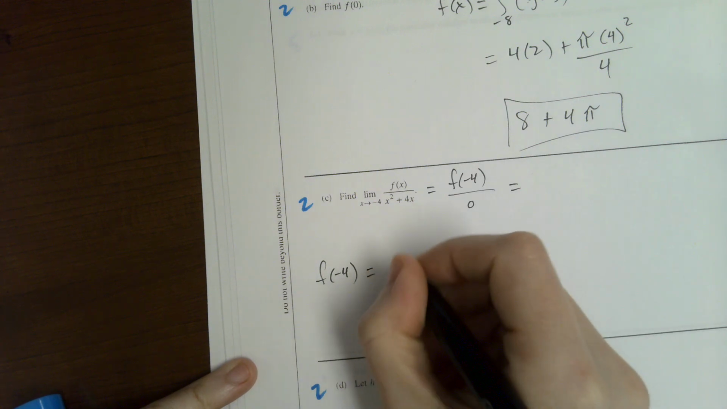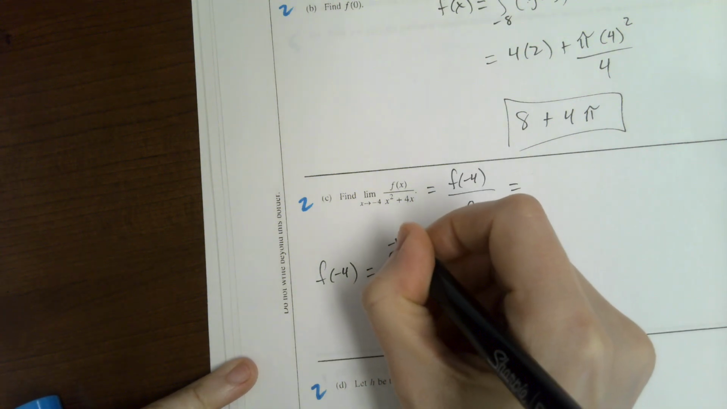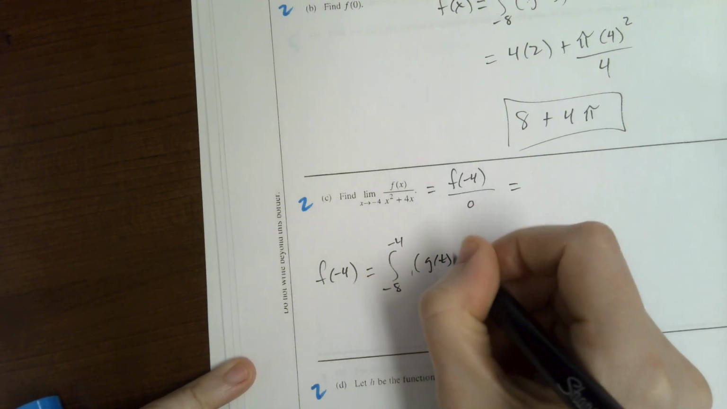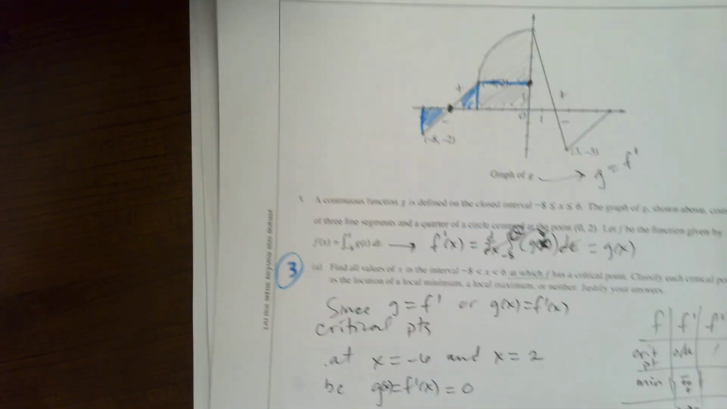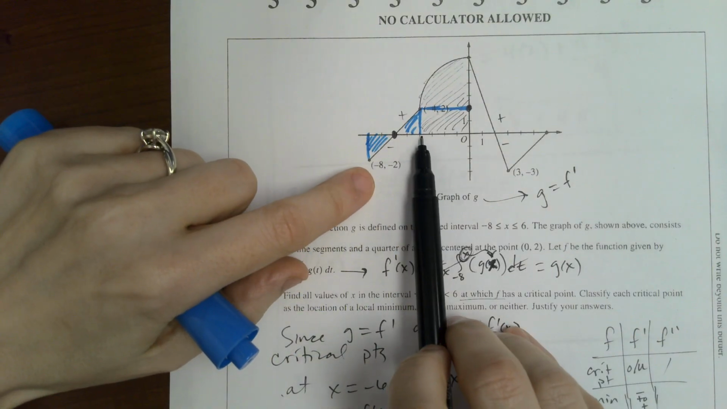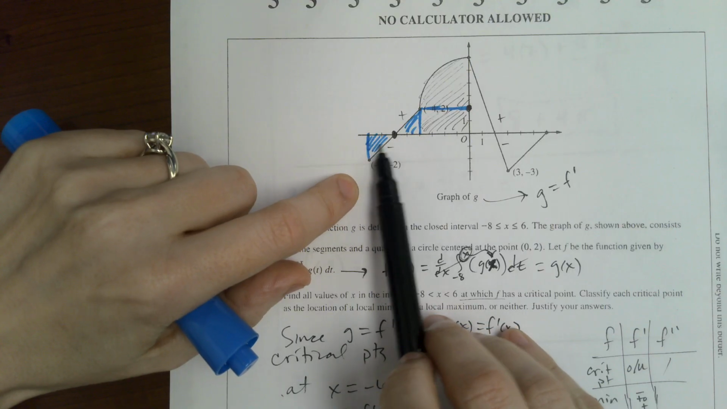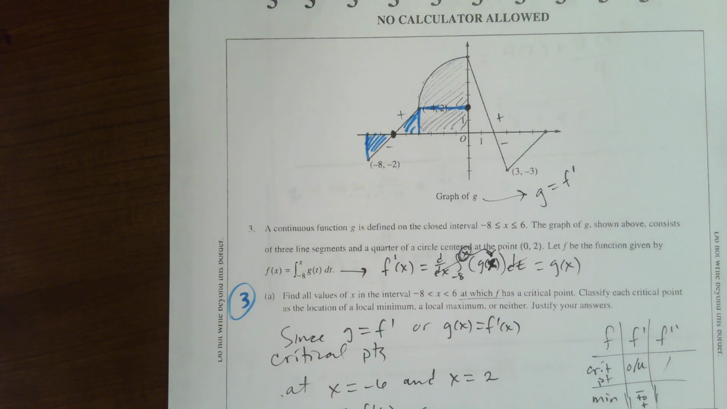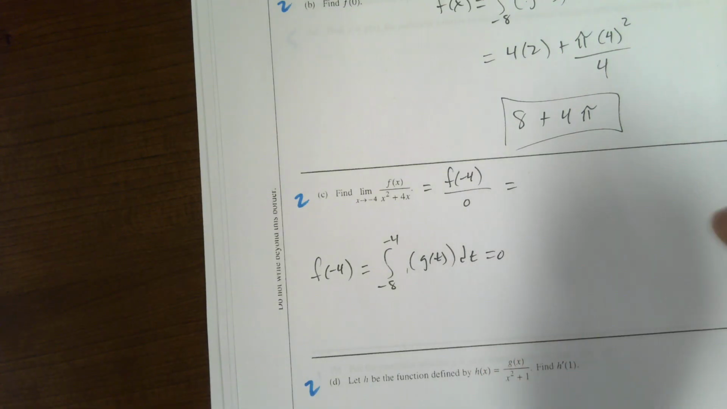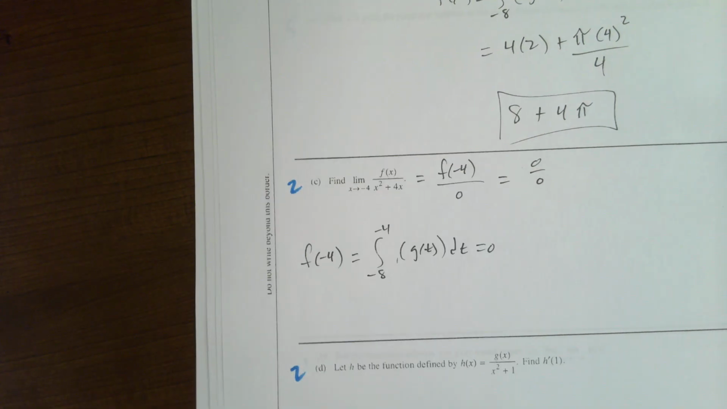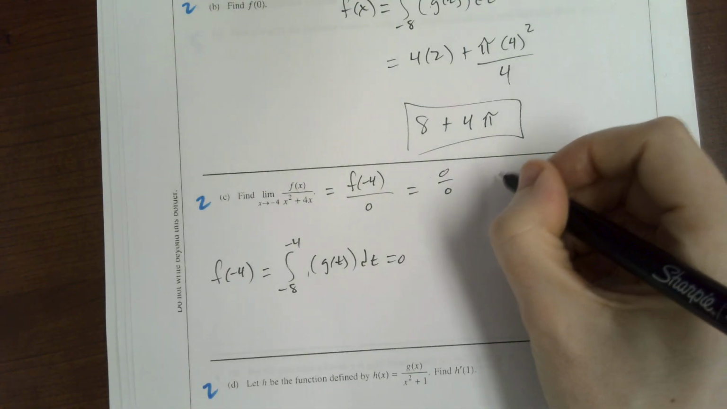f of negative 4 is equal to the integral from negative 8 to negative 4. Okay, and this is what I was talking about earlier. From negative 8 to negative 4 would be these two triangles added together. That is 0. So this is 0 over 0, and now you could use L'Hopital's rule.